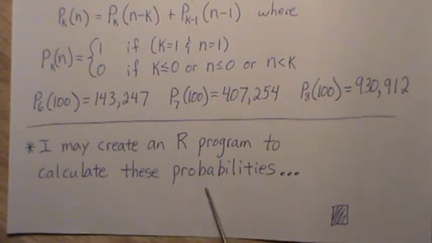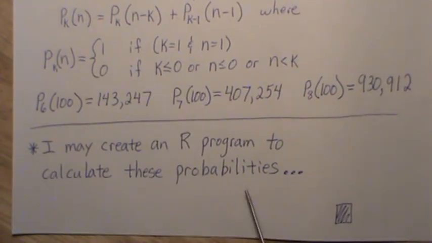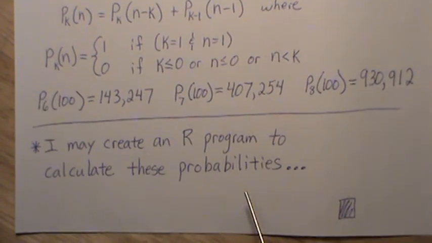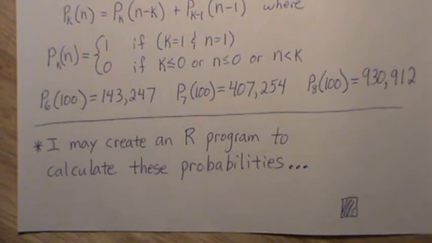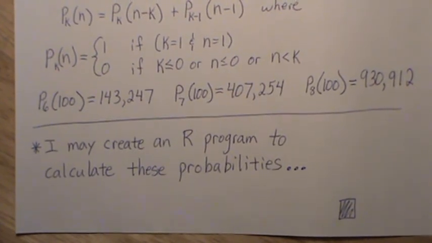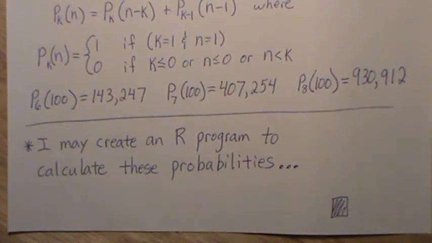Now, I may create a little R program to try to calculate these probabilities, although I have doubts that it will be able to handle 100, and I may have to go to Python or something that's faster in loops. Okay, well, that's all I have for you. I really hope Derek comments on whether that formula is correct or not.